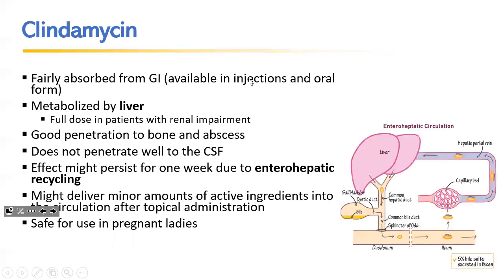Now, among the features of clindamycin that we need to bring to the surface here is that it undergoes hepatobiliary recirculation. You know what enterohepatic circulation is? Physiologically, we don't lose much bile in our stool, because most of the bile, after it's secreted, will be reabsorbed back. So it will be preserved.